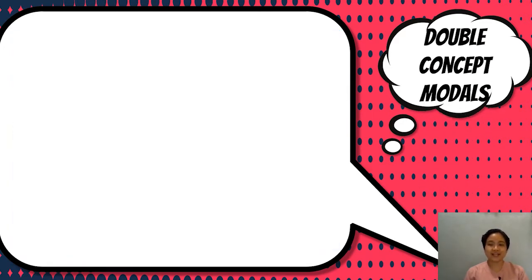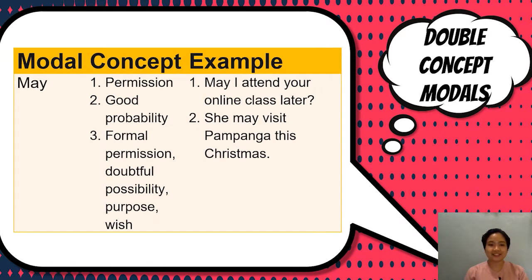Now let us have the double concept modals. Starting off with may. It has multiple meanings, such as permission, good probability, formal permission, doubtful possibility, purpose, and wish. Examples, may I attend your online class later? She may visit Pampanga this Christmas.